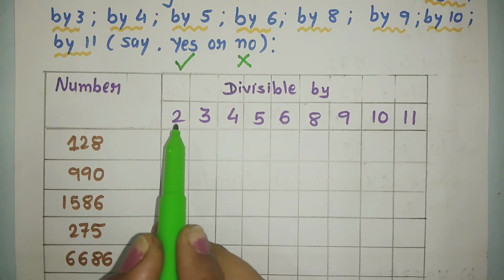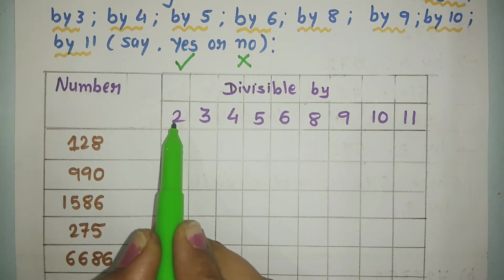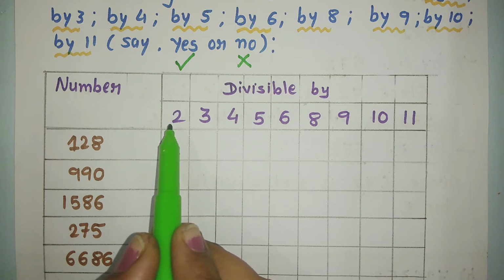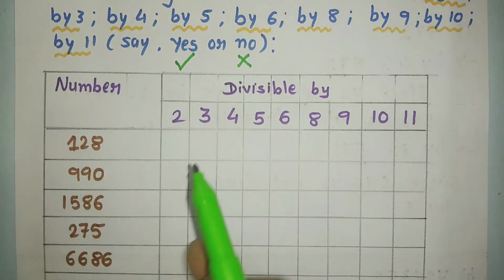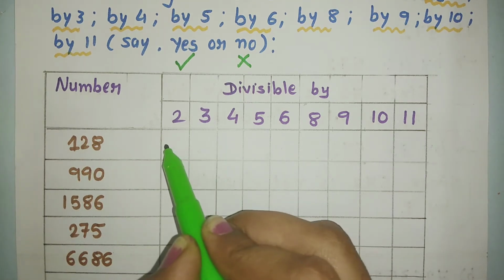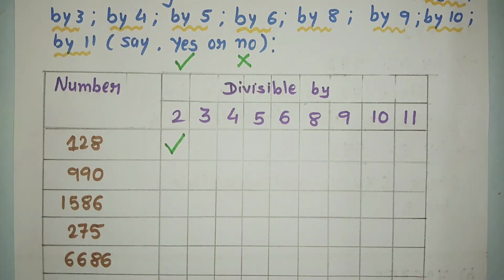We have to check if it is divisible by 2 or not. For 2, we have to check that the last digit should be 0, 2, 4, 6, 8. So here it is 8. So yes, this number is divisible by 2. Then it is a right.